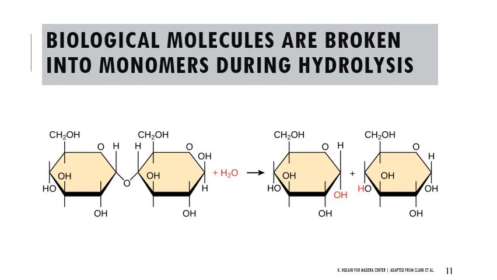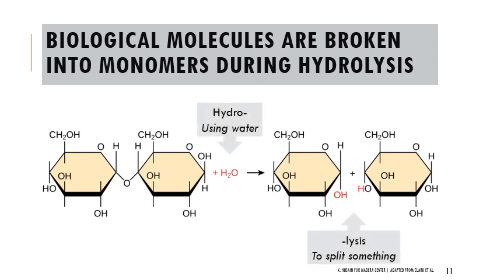So we use water and we break that molecule apart. So hydro means using water. Lysis means to split something. So the water gets split, that molecule also gets split, and the two pieces of the water seal off the two new molecules. So you have two small monosaccharides, single sugars, that are able to cross the plasma membrane and make it into our cells.